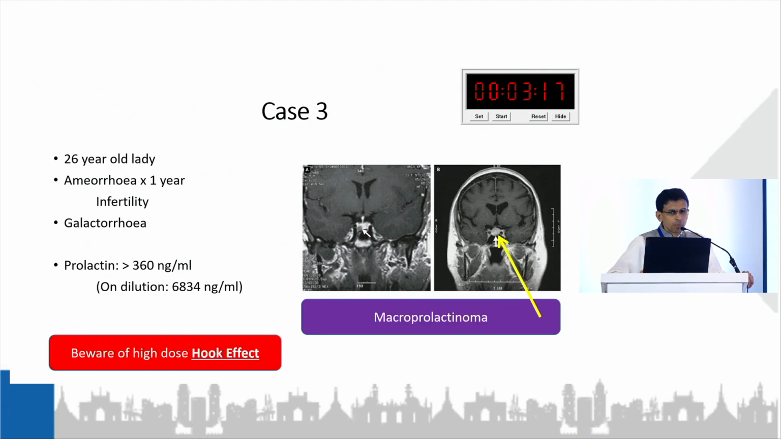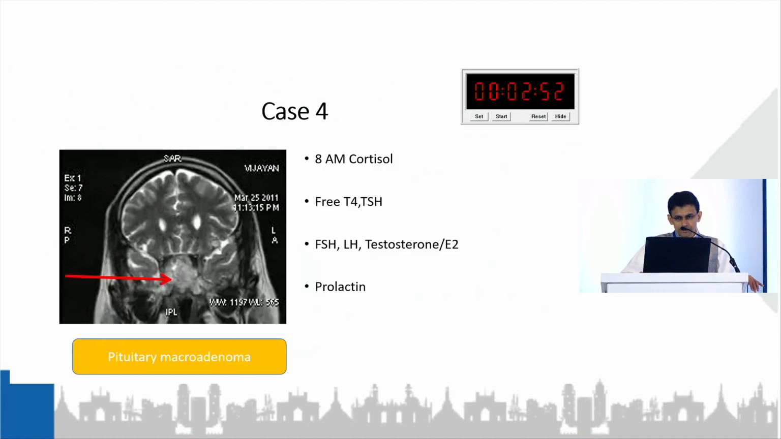We have to beware of this high-dose hook effect. Whenever there is a strong suspicion of pituitary macroadenoma or prolactinoma, because of the galactorrhea, infertility, amenorrhea, and the prolactin level comes low, it can be due to oversaturation of antibodies, the hook effect. So always we have to test the serum in dilution.